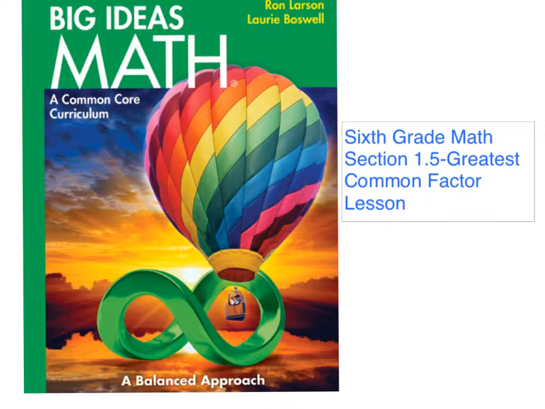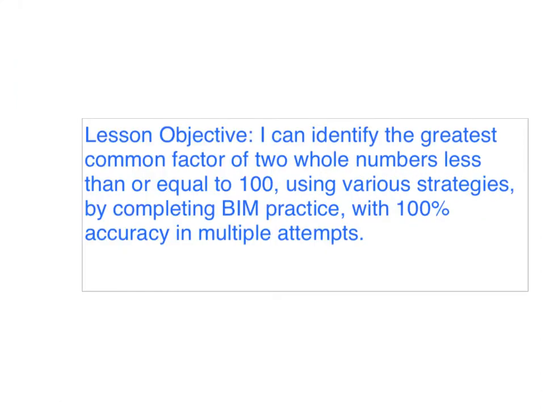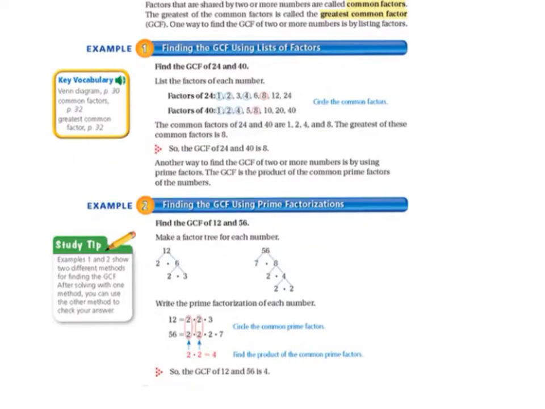Pause while you write Section 1.5 lesson in your math notebook. Pause and write today's lesson objective in your interactive student notebook. Today's objective is, I can identify the greatest common factor of two whole numbers less than or equal to 100 using various strategies by completing Big Ideas math practice with 100% accuracy in multiple attempts. Today we'll be working on pages 32 and 33 in your math textbook.